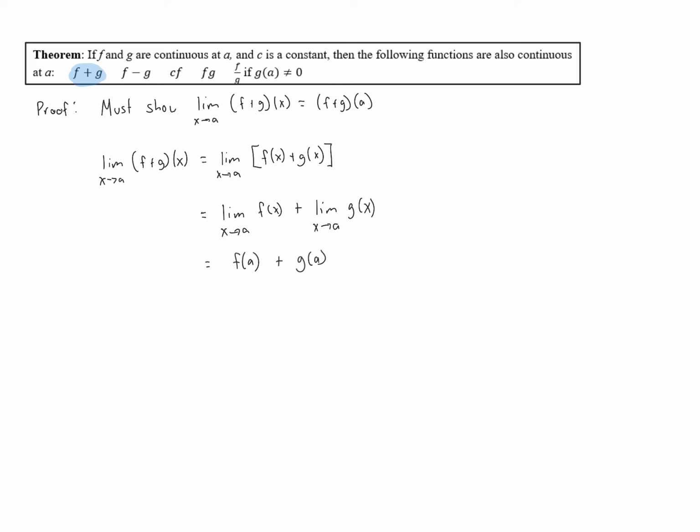And then f of a plus g of a is another way to write f plus g of a. And so in the end, we've shown that the limit as x approaches a of f plus g of x is equal to f plus g of a, which is the definition of that function being continuous at a. If we can evaluate the limit by just plugging in that value, that means it is continuous at a, and so we have proven that f plus g is continuous at a.